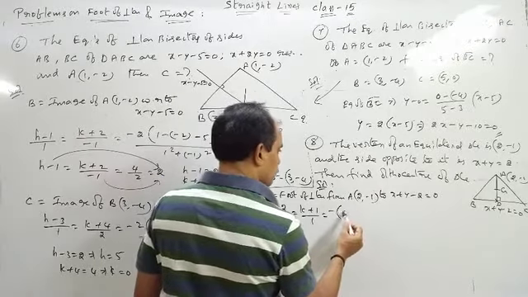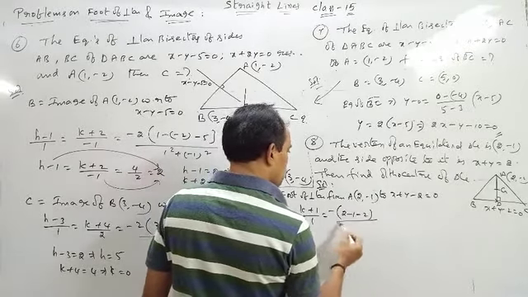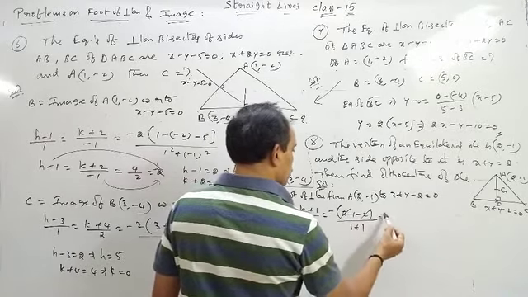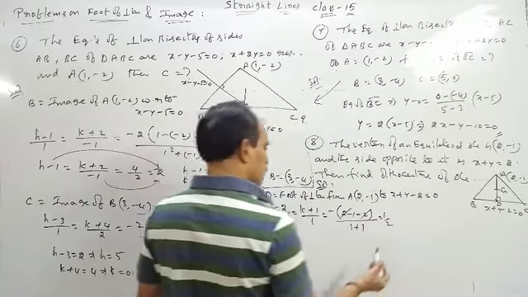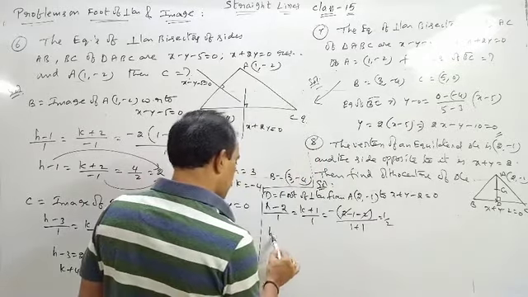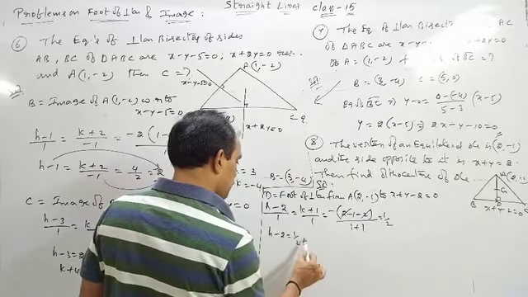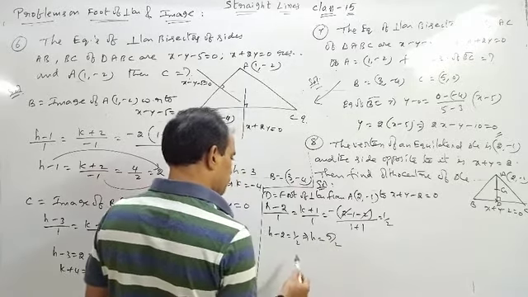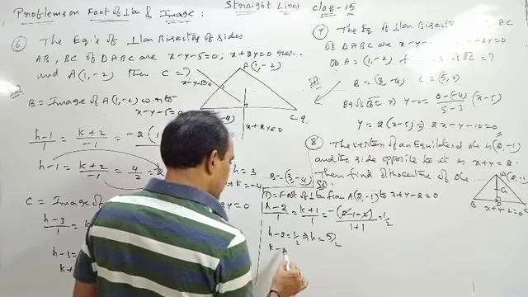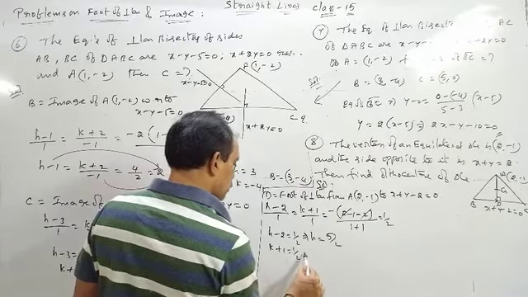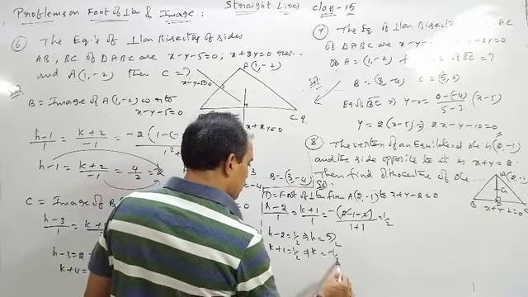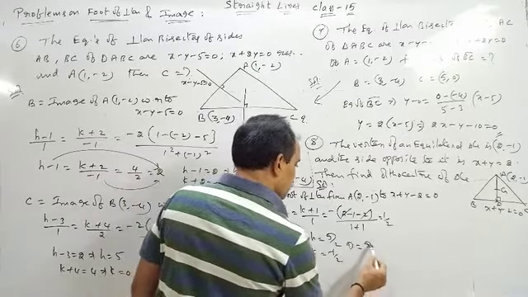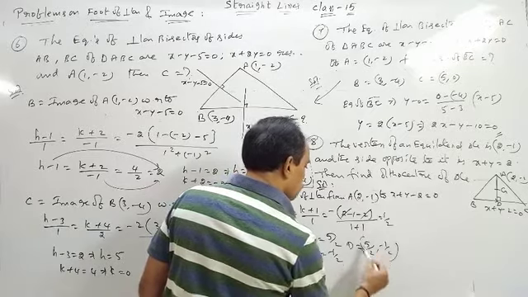So minus of 2 minus 1 minus 2 by 1 plus 1. So 2 gets cancelled. This is 1 by 2. So from this we can say that h minus 2 is equal to 1 by 2. Now h is equal to 2 plus 1 by 2, that is 5 by 2. What about k? K plus 1 is equal to 1 by 2. Now k is equal to minus 1 by 2. Now the point D is equal to 5 by 2 comma minus 1 by 2.